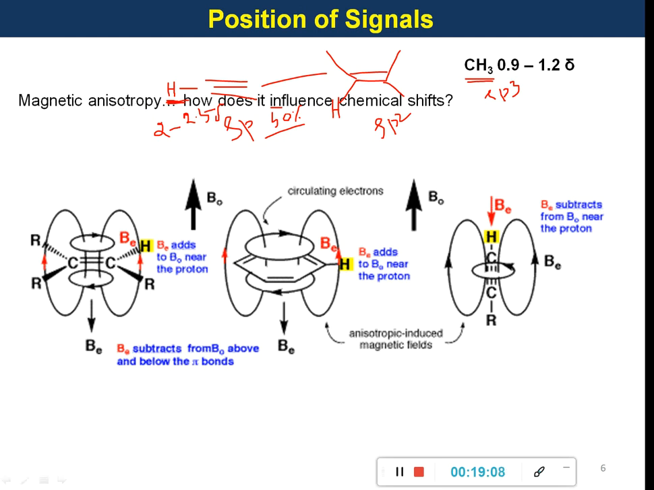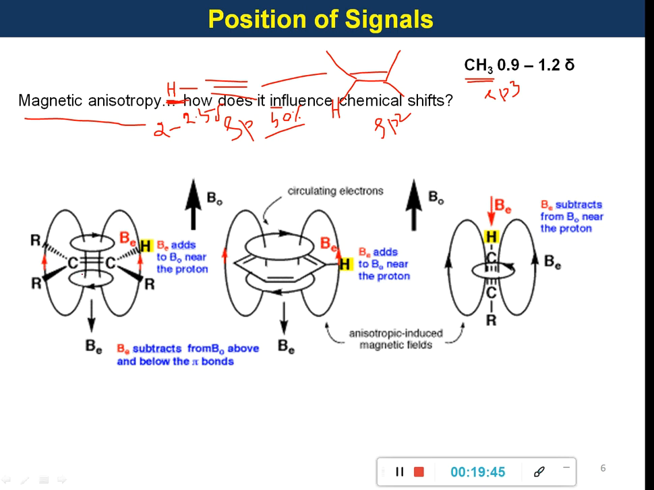Here comes the concept of magnetic anisotropy. That is, if you measure the magnetic properties in different directions, you will experience different magnetic fields. That is, the magnetic field changes with respect to direction. This is called magnetic anisotropy. This helps us to compare the values of chemical shift.